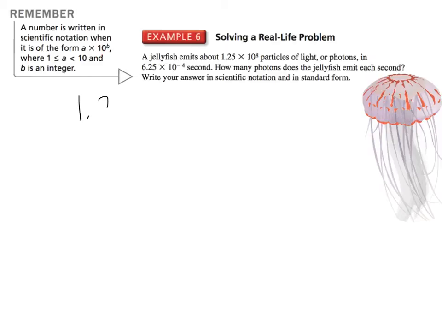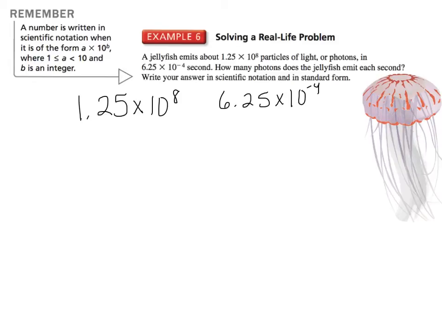A jellyfish emits about 1.25 times 10 to the 8th particles of light, or photons, in 6.25 times 10 to the -4 second. How many photons does the jellyfish emit each second? Write your answer in scientific notation and in standard form.